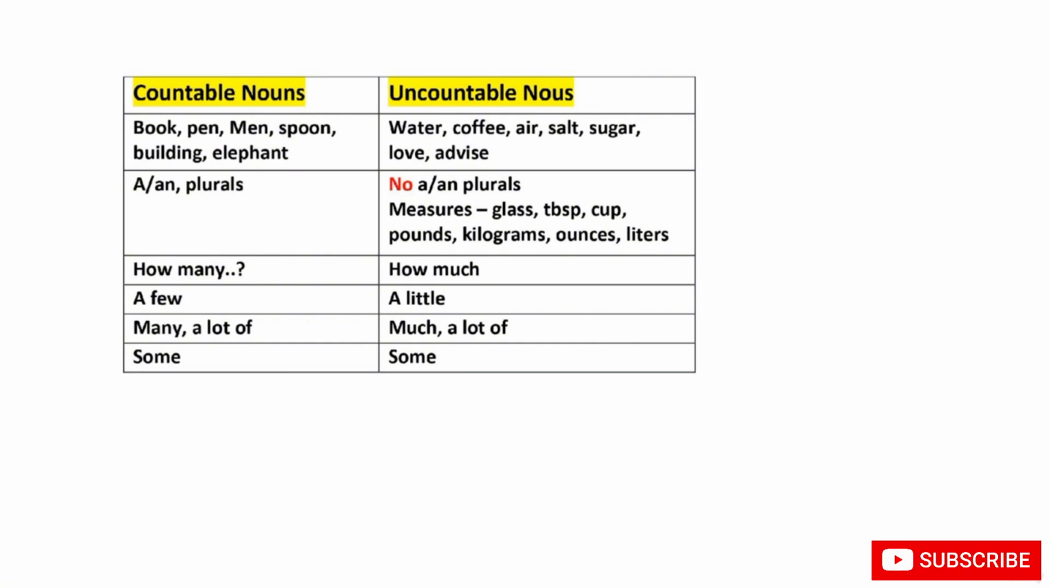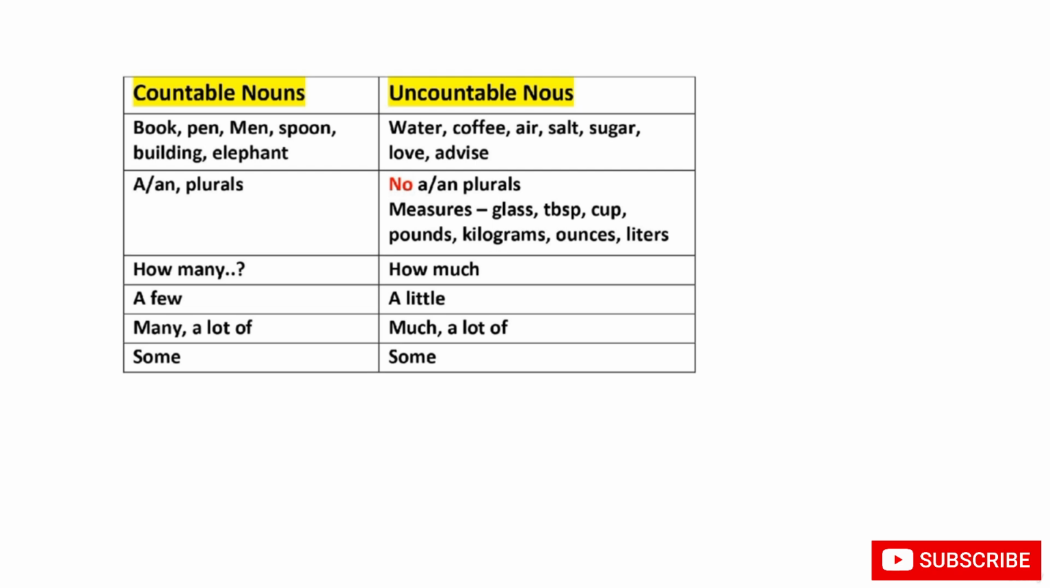So most abstract nouns are uncountable. So with uncountable nouns, we cannot use plurals and we cannot use a and an. That is very important. But we can use units to talk about quantity. For example, we can say a glass of water or two glasses of water, 6 tablespoons of sugar, or a cup of coffee, 5 cups of coffee, and so on. Or we can use units of volume or weight, like pounds, kilograms, ounces, and liters. This is how we talk about the quantity of uncountable nouns.